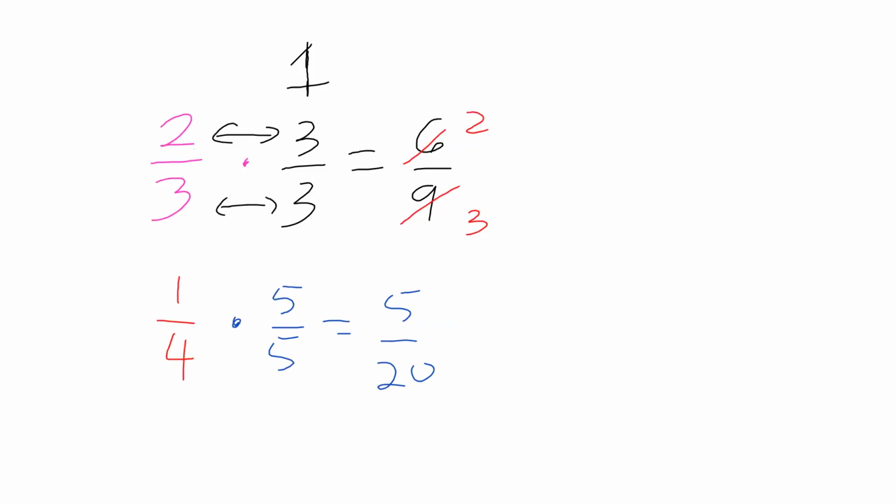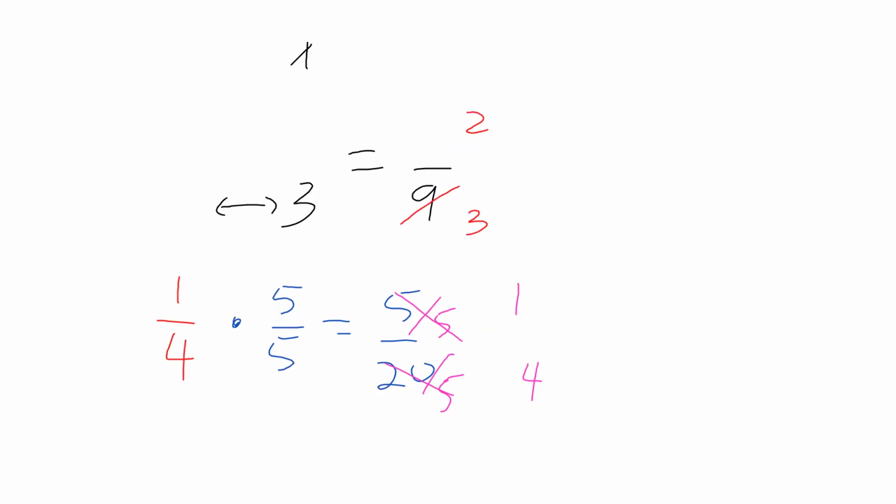1 over 4 is an equivalent fraction of 5 over 20, or 5 over 20 is equivalent to 1 over 4. So to see that, or to break it down and bring it back to 1 over 4, I'm going to divide by 5, divide by 5. This would give me a 1. This should give me a 4. That brings me back to 1 over 4.